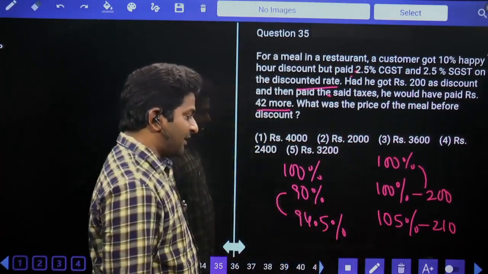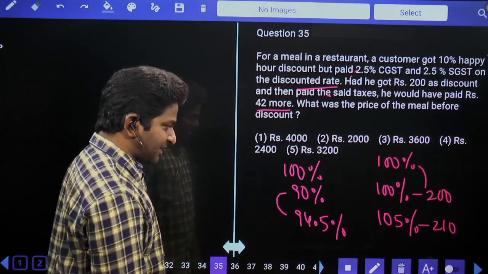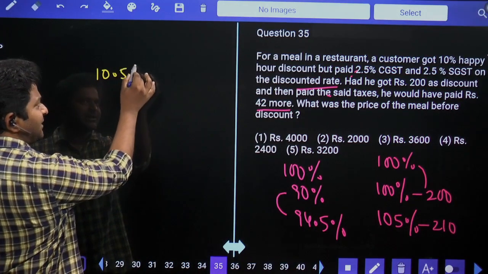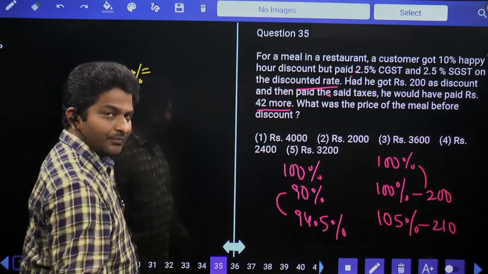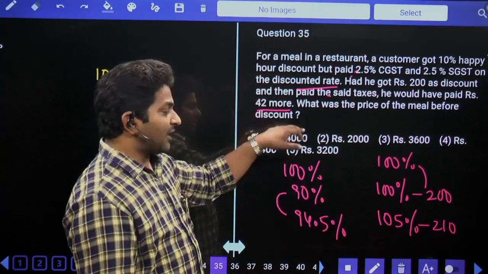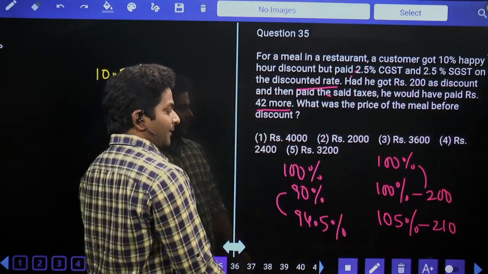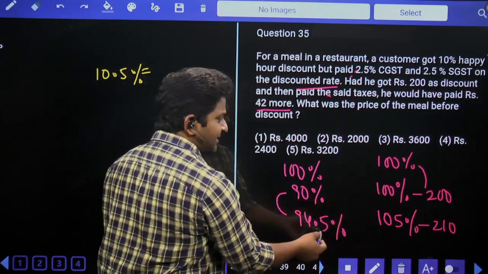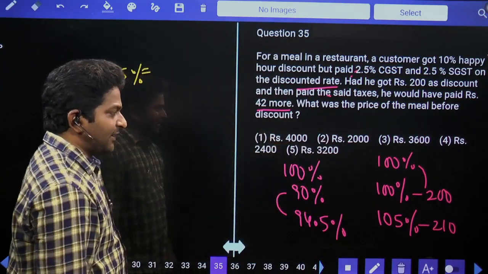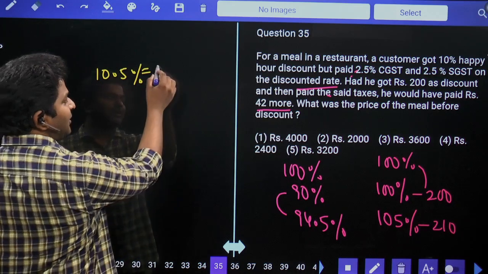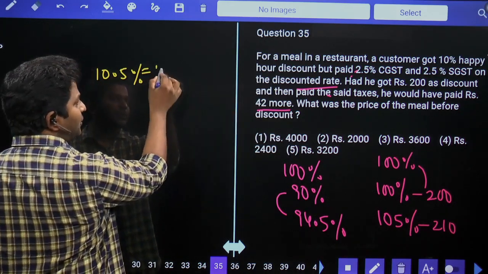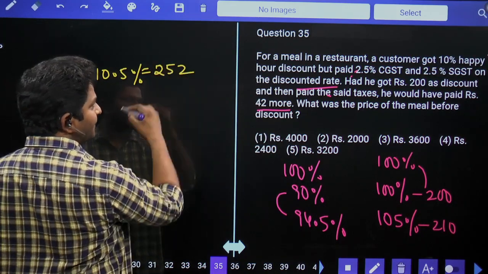That means this number minus this one is equal to 42. 105% minus 94.5%, that is equal to 10.5%, equal to minus 210 goes to the right hand side. This number minus this number is equal to 42. Minus 210 goes to the other side. That becomes a positive number, which is equal to 210 plus 42, 252.